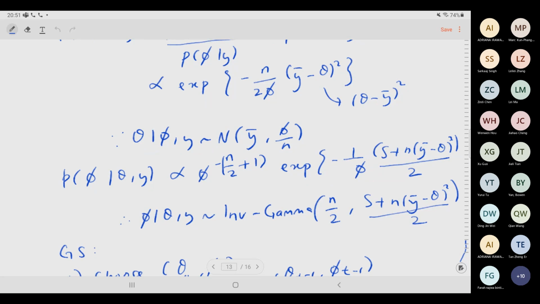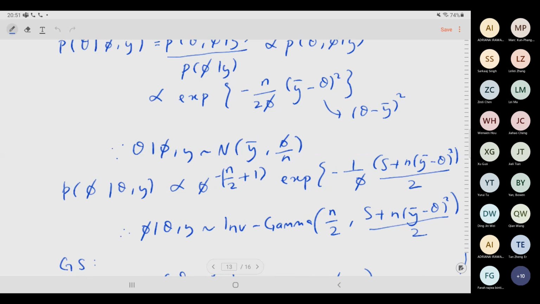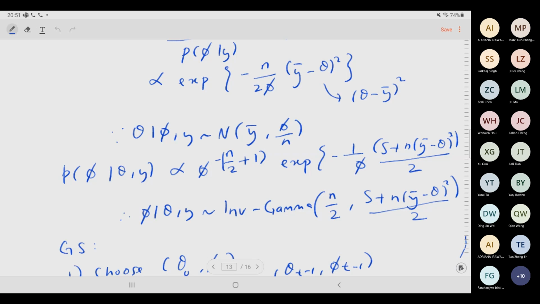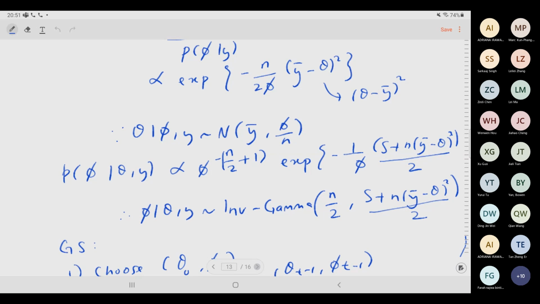Or there are also other ways: you can propose theta and phi together. I mean, you can propose the value of theta and phi together. So there's actually a variety of ways.